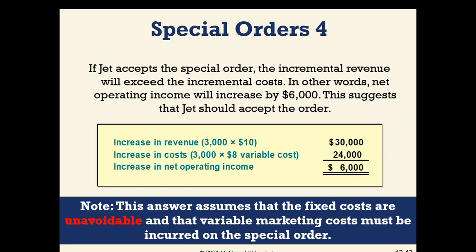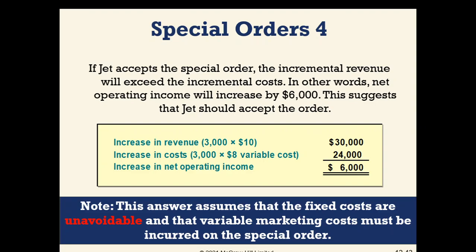So if Jet accepts the special order, the incremental revenue will exceed the incremental costs. In other words, net operating income will increase by 6,000. So this suggests that they should accept the offer. Our increase in revenues will be 3,000 units at $10 each. We have an increase in costs for the variable costs.